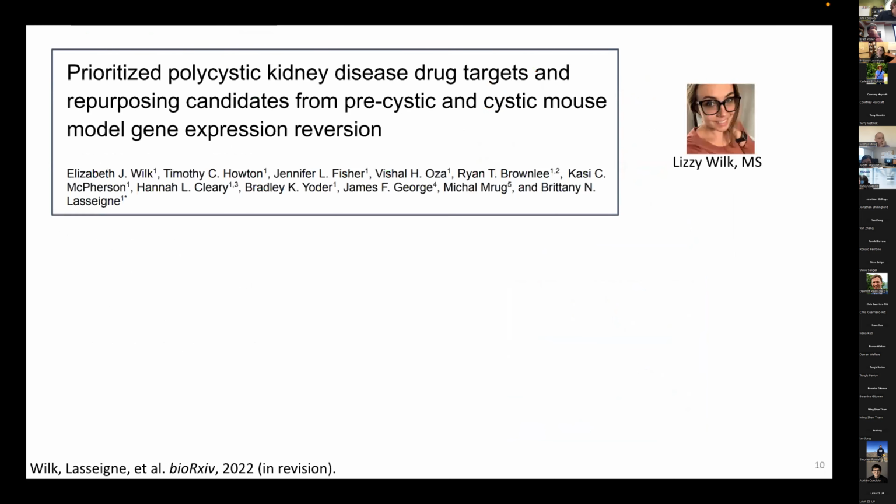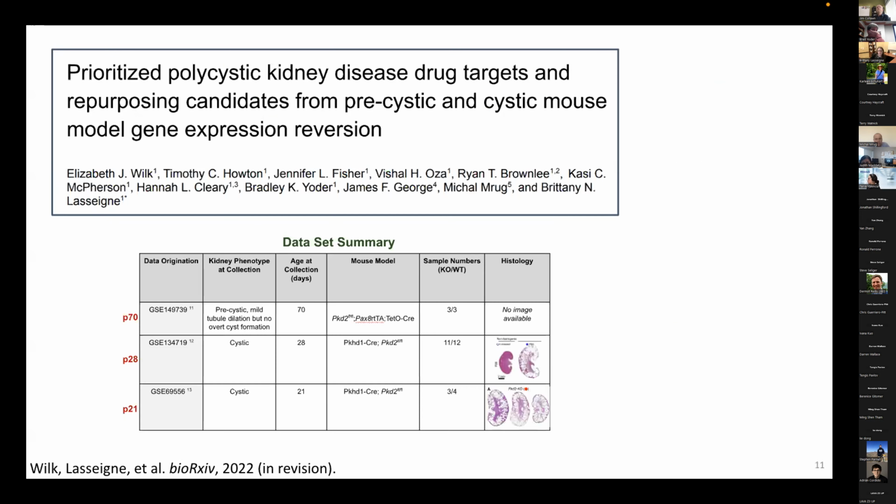For the majority of my time today, I'm going to walk you through some work that was led by Lizzie Wilk, a really talented computational biologist in the lab, and then try and save the last 5 to 10 minutes to talk about where we're going with this. This work has been pre-printed and it's in revision. It's on bioRxiv, so you can go check it out if you like. And I'll save those last few minutes before we discuss as a group about where we think we can go with this work.